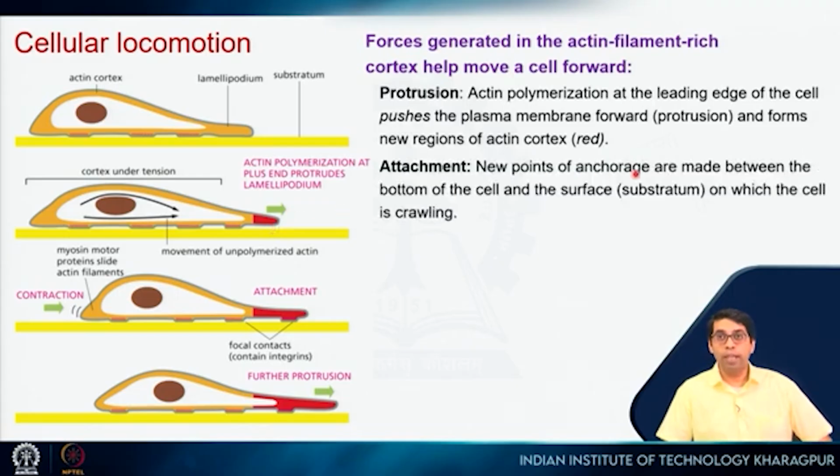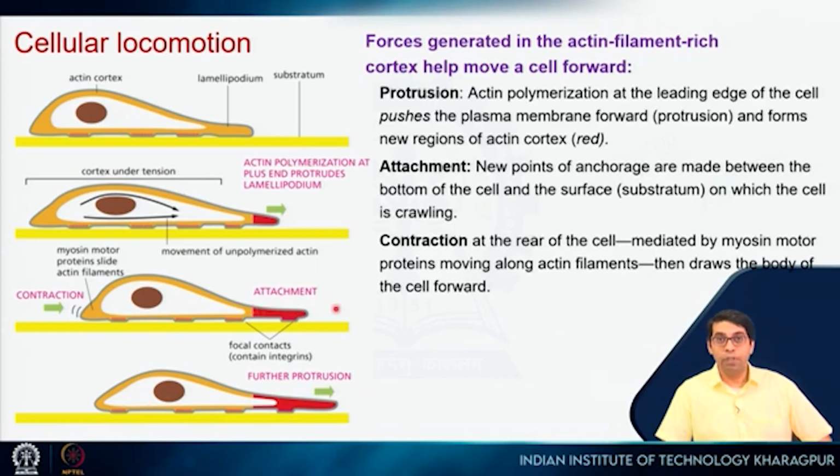New points of anchorage are made between the bottom of the cell and the surface, which is this yellow part, which is the surface on which the cell is moving, the substratum on which the cell is crawling. So, you see that the cell adhesion is here. Now, new cellular adhesion is formed here. As the cell keeps on protruding, further such focal contacts will be created, right. So, this allows the cell to attach to this surface and move forward.